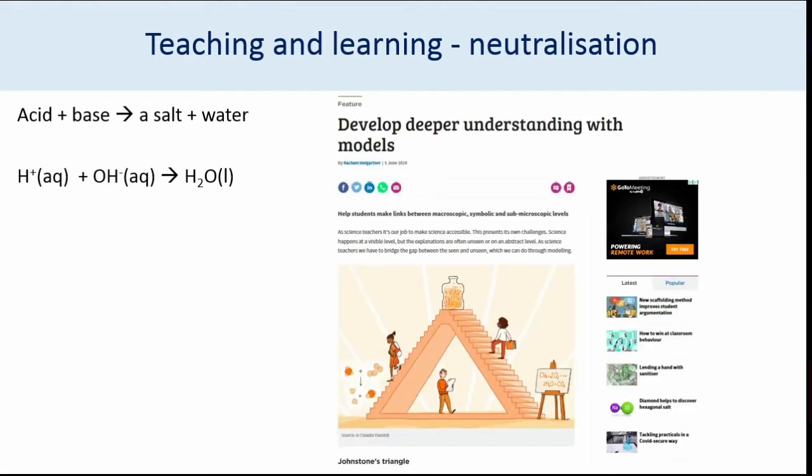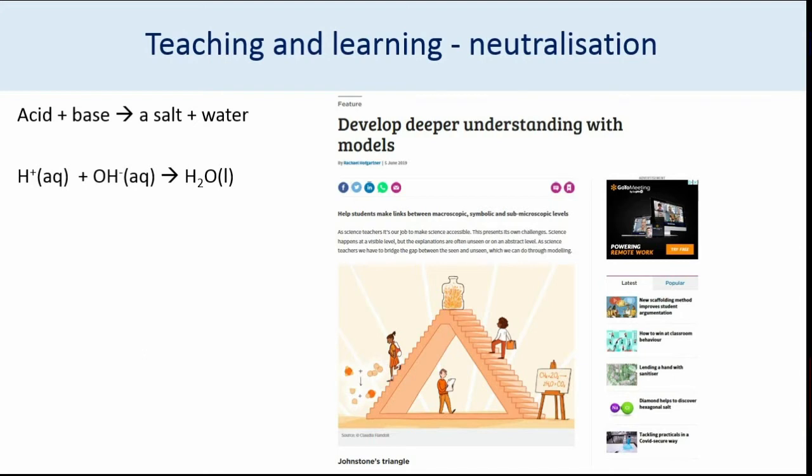So, what are the issues with neutralisation? Many young people think that neutralisation means an acid is breaking down. This idea may come from everyday experiences. They have little or no understanding that particles are reacting at the submicroscopic level. A good way to introduce this and get round it is to introduce the idea of neutralisation through a reaction between acid and a base, and then use Johnson's triangle to work out what has happened.